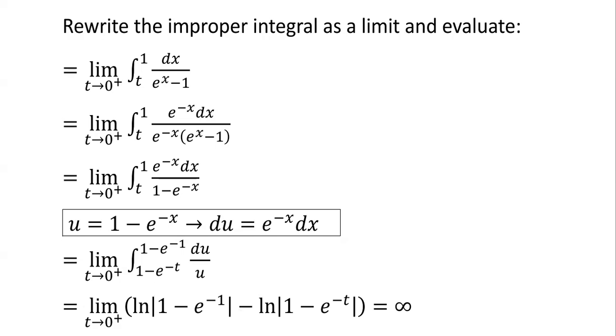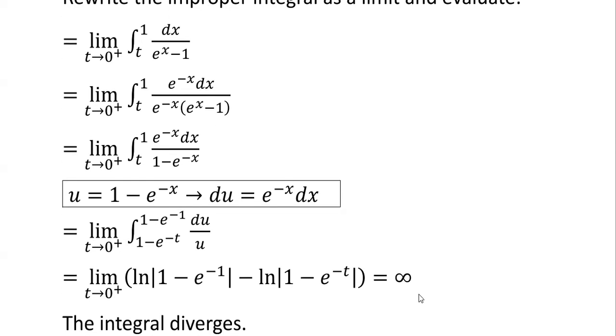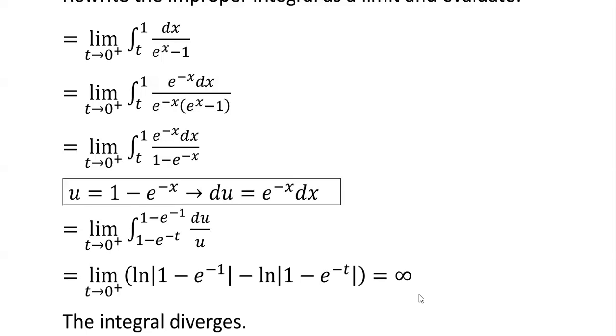So as t approaches 0, this is just a finite number, so it's going to be finite. But for this one, as t approaches 0, we have 1 minus e to the 0. e to the 0 is 1, so 1 minus 1 is 0. ln is going to approach negative infinity. So this is infinite. So therefore, the integral diverges.